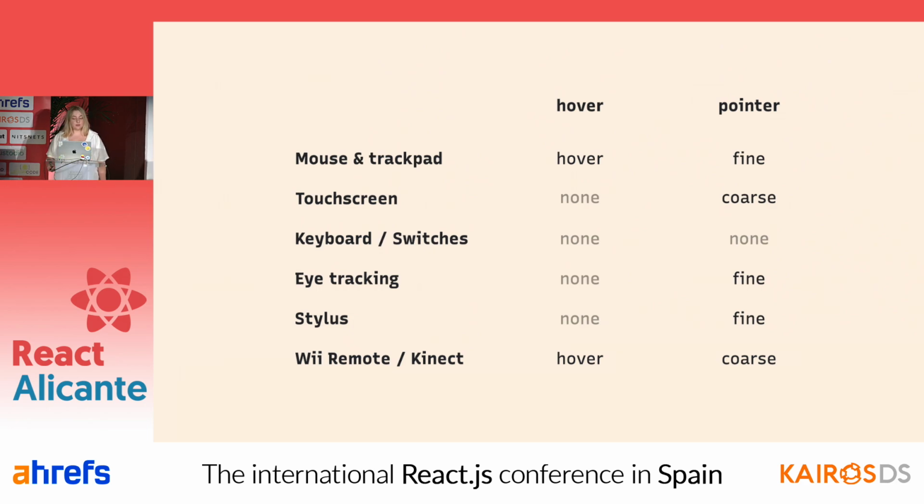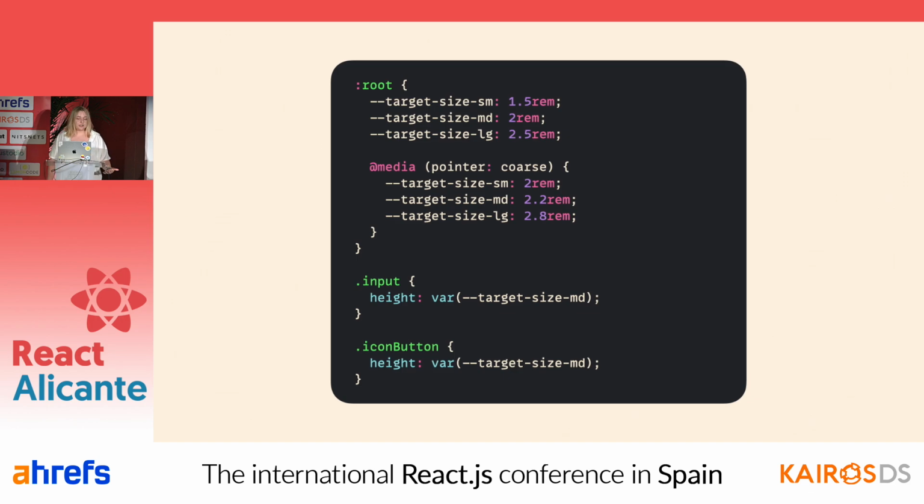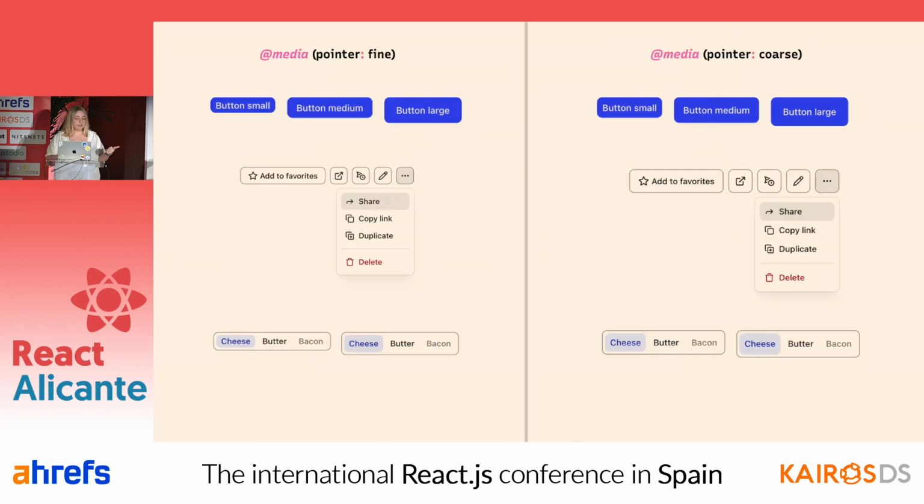So now, if we, for example, have a pointer with less precision, we can change target sizes of our elements. And this is something we can do at our design system or component library level so that you don't need to think about it day to day. Something that I like to do additionally to that is define certain variables for all of your interactive elements so that you can then use them for any inputs, buttons, because you usually want them to be the same size.